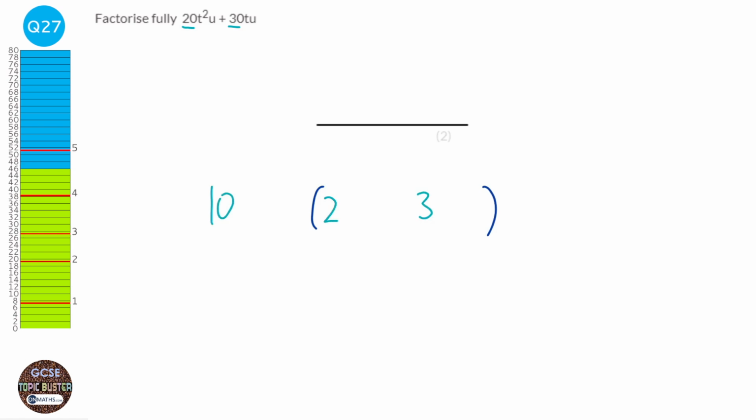Next, I'm looking at the t terms. So we've got t squared there and a t there. So we can divide out a t, but that will leave a t on the first term. And finally, I'm going to look at the u. There's just a u on both of them I can factorise out, and that just leaves nothing on the inside of the bracket.